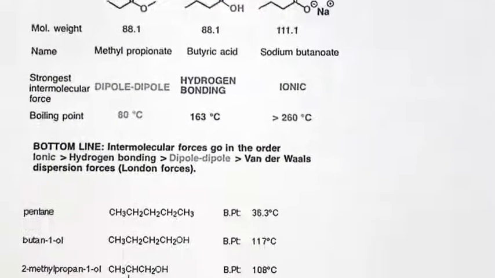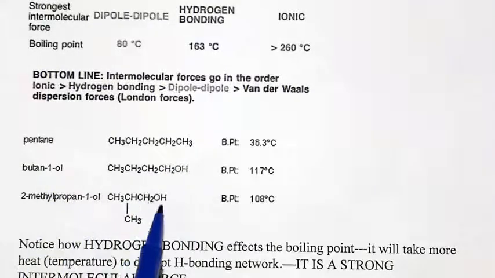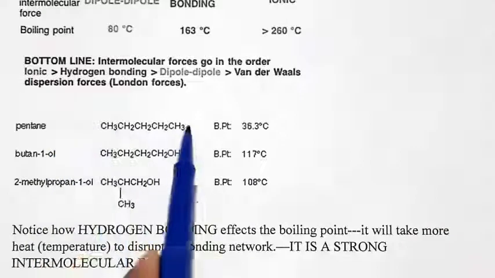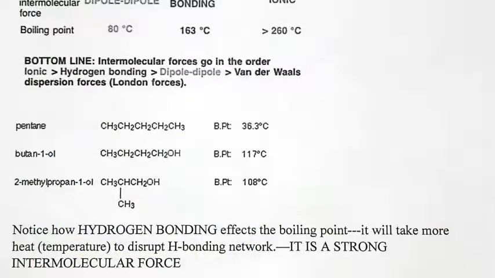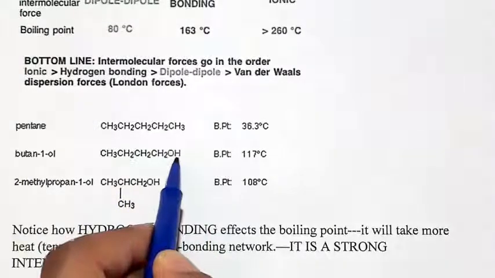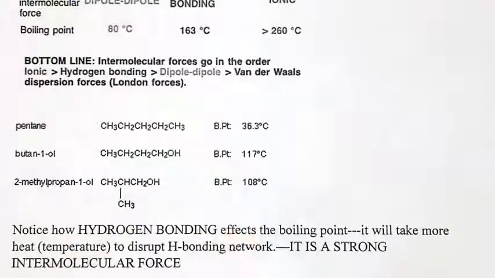If you look further down, okay, these are all your typical organic solvents, and you notice pentane, okay, hydrocarbons, boiling point 36.3 degrees, no oxygens, no nitrogens, no fluorines, no chance to hydrogen bond with itself. Once you start adding that OH, now potential for a hydrogen bond, the boiling point increases. You need to add a lot more temperature to disrupt those hydrogen bonds.